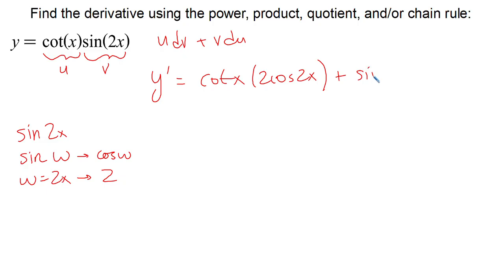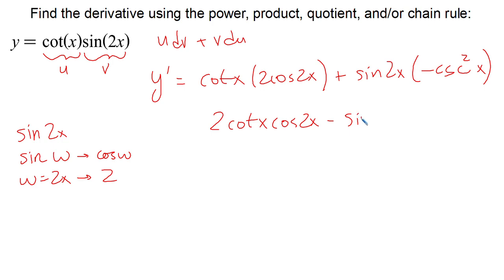Then we'll add to that v du. V is sine 2x, so we just have a sine 2x there. And then du is the derivative of cotangent, and the derivative of cotangent is negative cosecant squared. So we'll multiply that by negative cosecant squared of x. So we can just rewrite this out as 2 cotangent x cosine 2x minus sine 2x cosecant squared x. And that answer would be acceptable.